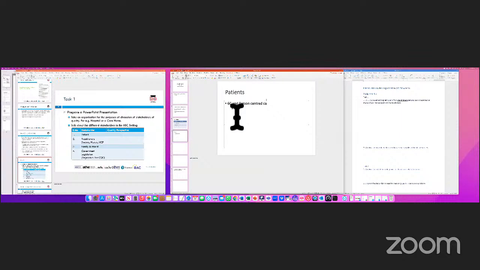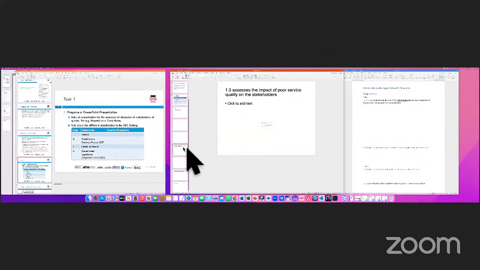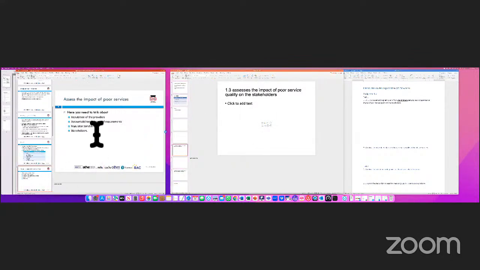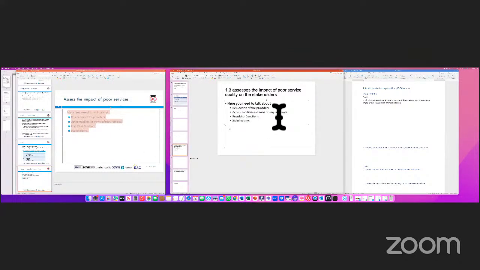basically conforms to meeting the needs, providing the care and meeting the needs of the individual who is receiving this particular service. So you could put 3-4 slides in, and that would cover your assessment criteria 1.1. Then going to 1.3, which says assess the impact of poor service quality. Here we are going to be discussing some of these factors, which will be reputation of providers, accountability, regulators like CQC, and sanctions if they are not meeting the criteria.